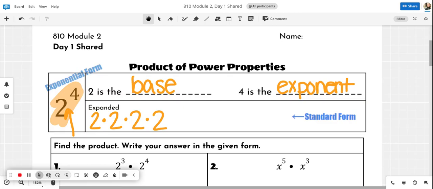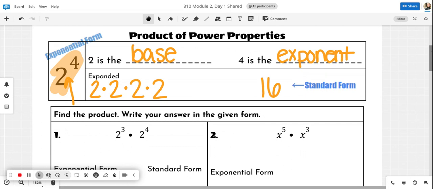So you should have a calculator, a Desmos calculator, to use, and you're going to do 2 times 2 times 2 times 2, or 2 to the 4th power. So when you put that in, you should get 16.